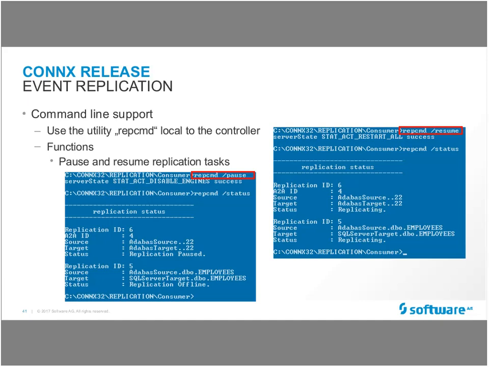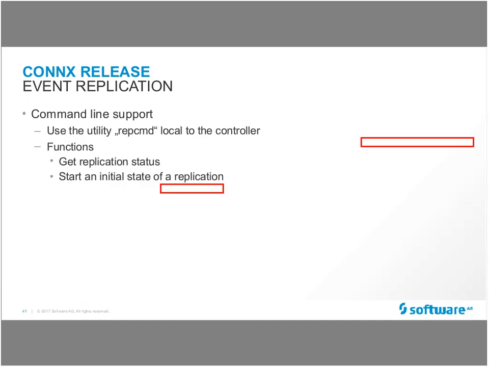So you see that the replication task with ID 6, which has source database 22 and target database also 22, meaning you can replicate within the database, is paused, and another one is offline. Then you can resume it, and you get the information when you do a status after the resume. The replication with ID 6 is replicating, and the one with ID 5 is also replicating, and you see what the source and what the target is.